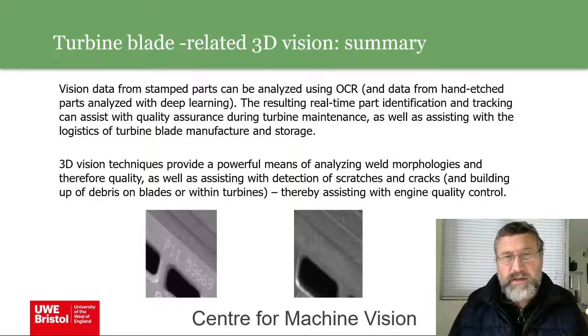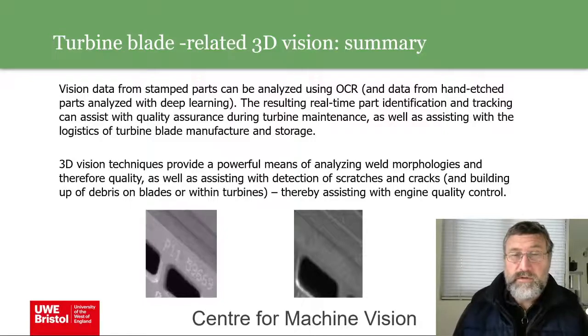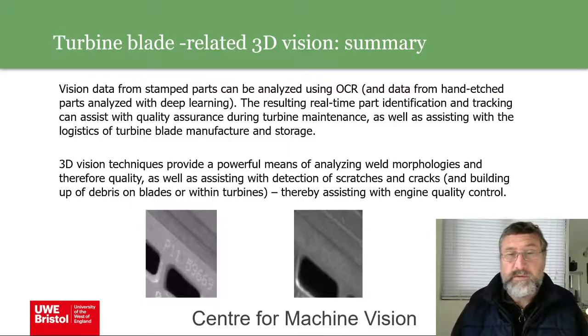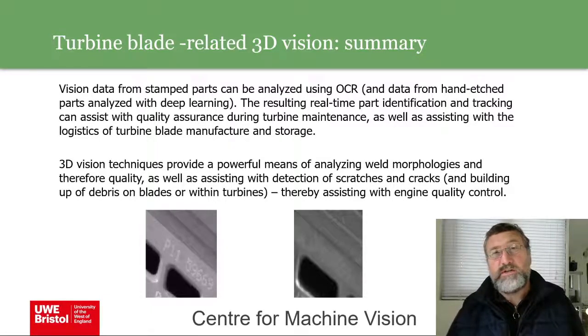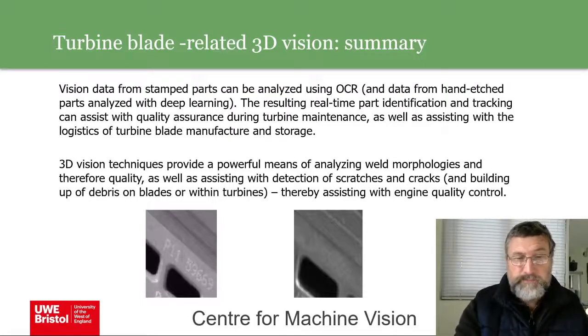3D vision there was useful, as I was saying, for analysing the weld morphologies and therefore quality, as well as assisting with detection of scratches and cracks and build-up of debris within turbines, which is actually quite serious because debris can build up on various parts of turbines, which is meant to be noticed during routine maintenance inspections using a borescope, which is like an endoscope, but for looking inside engines. And sometimes it's missed. I mean, Egypt Air had an example where they missed it, and it destroyed the engines on an aircraft. And so if we can automate this as much as possible and use 3D techniques as well, we stand a better chance of avoiding missing defects like that.